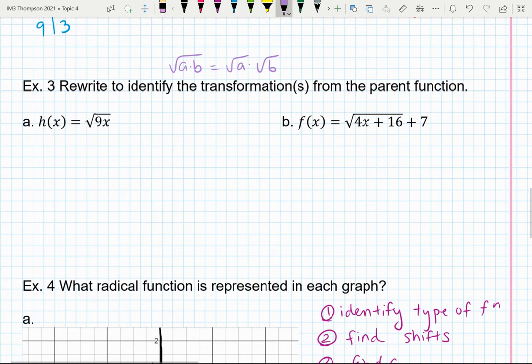Problem A, h of x is equal to the square root of 9x. There's really nothing to factor per se here. I am factoring the 9 out, but I can think of it as just splitting up also. When I take the square root of 9, when I take the 9 out, I get 3 times the square root of x. This is an equivalent function. It's just rewritten in a different format.